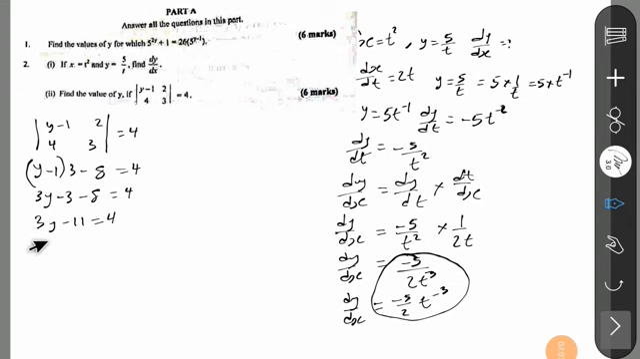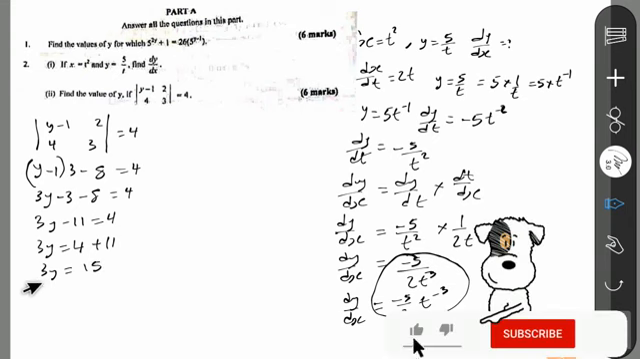So now you collect like terms. When you collect like terms, we have 3y equal to 4. Take this minus 11 to this side, that gives us plus 11. Okay, so now add it together. 4 plus 11 gives us 15. So it means that 3y is equal to 15. So now to get the value of y, divide both sides by 3.